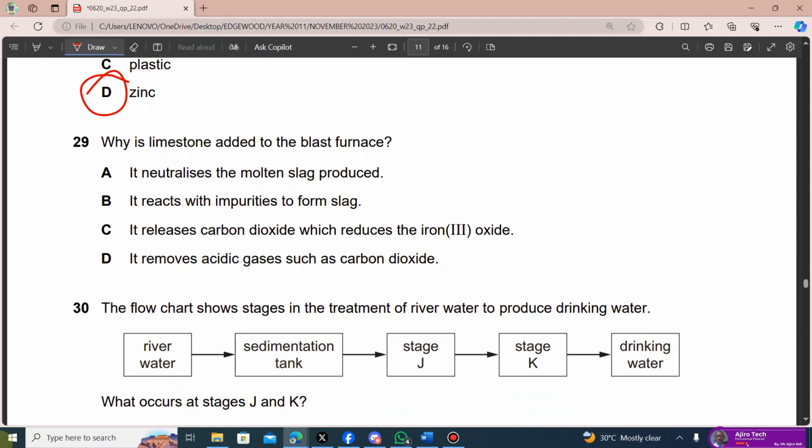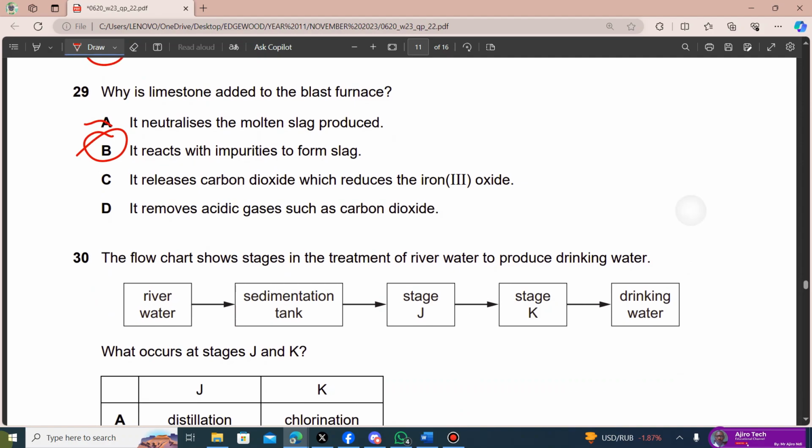Question 29: why is limestone added to the blast furnace? We know that limestone is added to undergo thermal decomposition. It breaks down to form the calcium oxide that then reacts with the impurities to form the slag. So it is added to react with the impurities to form slag. It is not the calcium carbonate that neutralizes the molten slag. It is when it decomposes and forms calcium oxide and carbon dioxide. So the calcium oxide then reacts with the impurities to form slag.